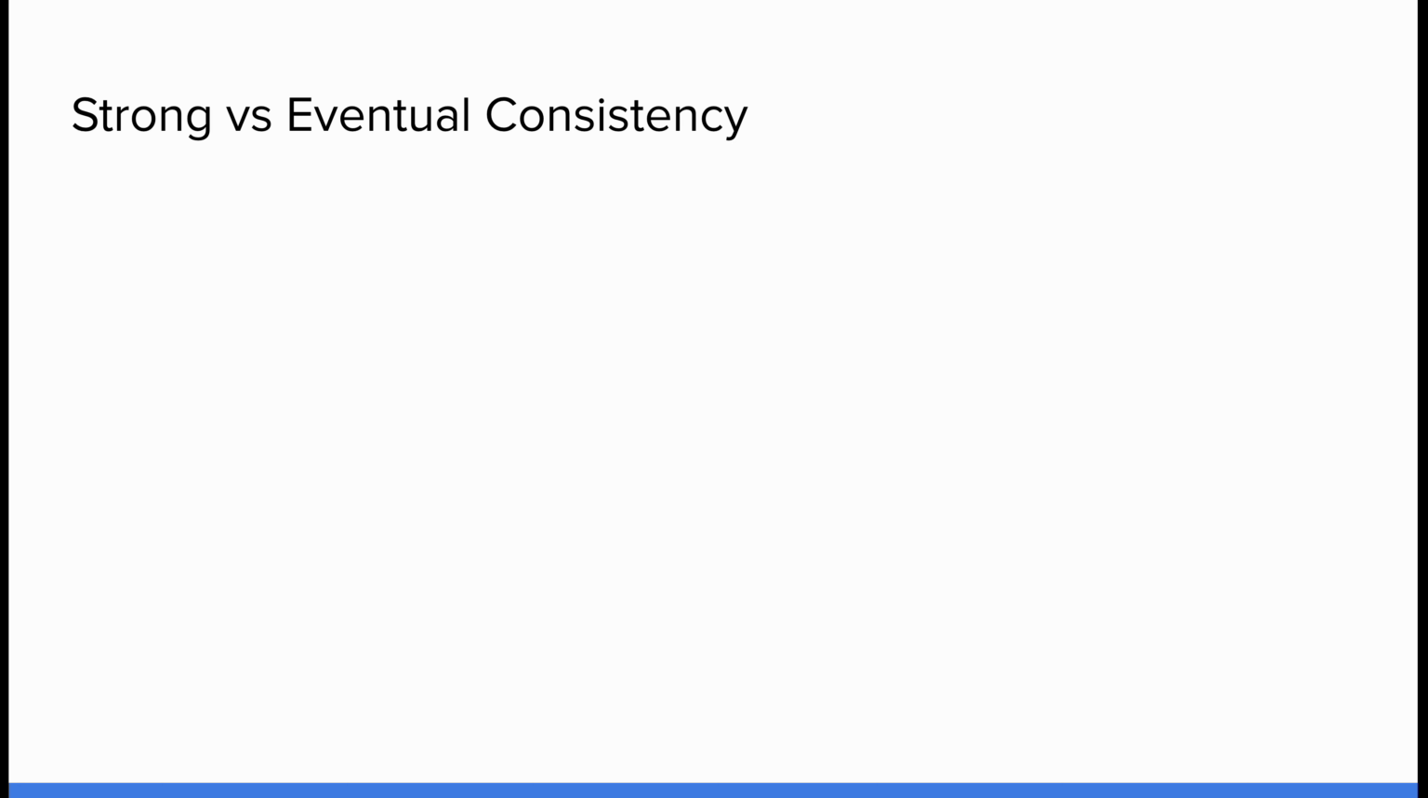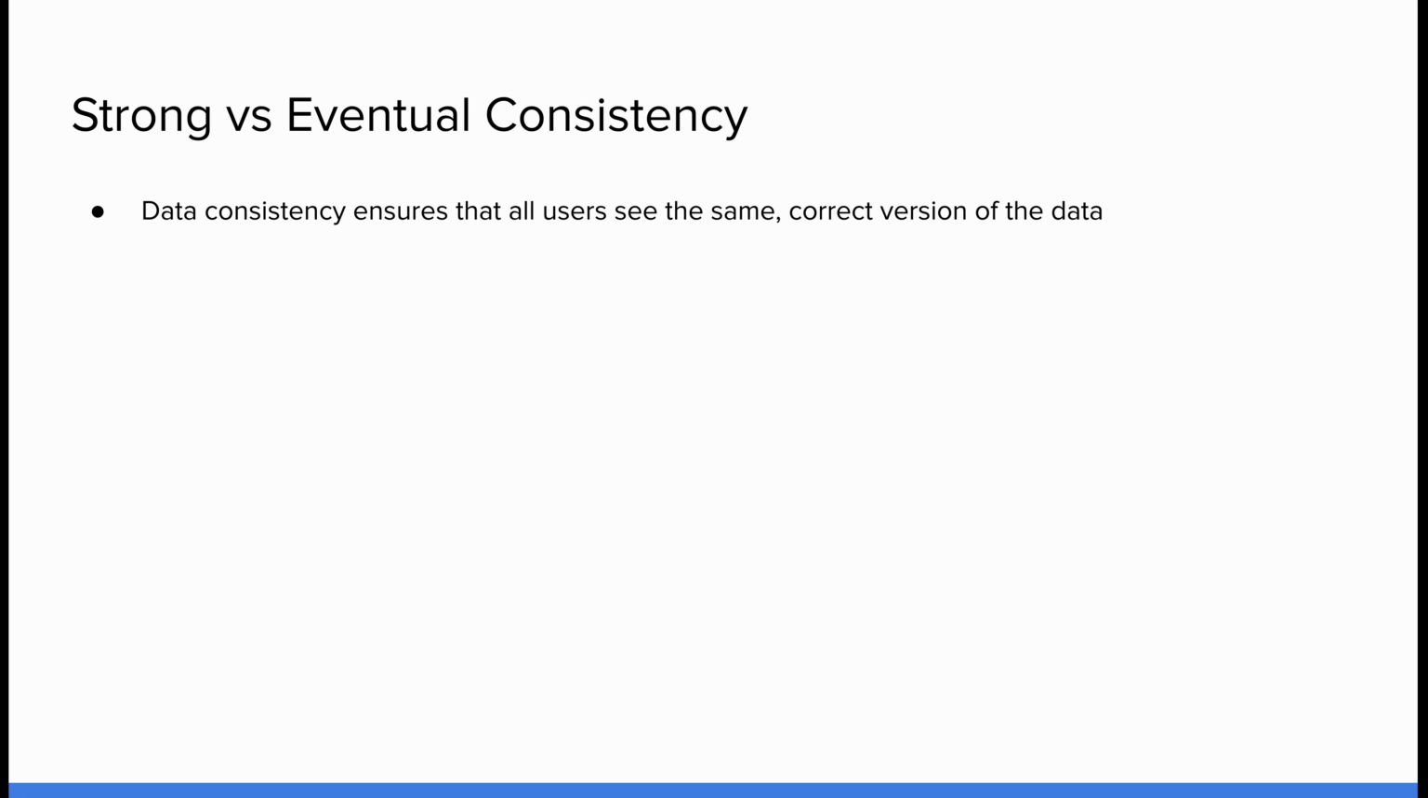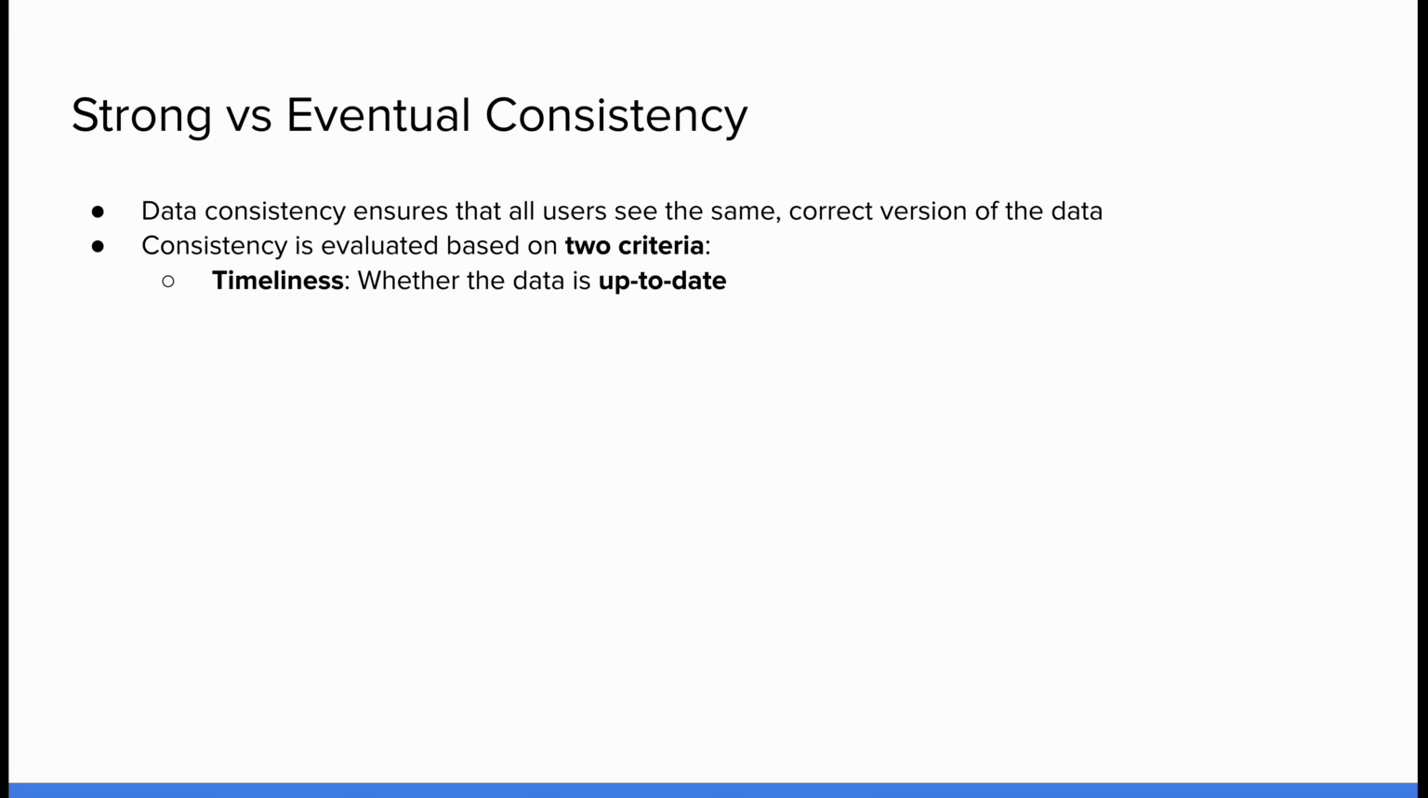Now that we understand ACID compliance in general, let's take a closer look at consistency itself, which is probably the most important of the criteria. And data consistency has basically two approaches: strong consistency and eventual consistency. In general, consistency refers to all users seeing the same correct version of the data. It is evaluated based on two criteria: timeliness, so whether the data is up to date, and order, whether the order of the data updates is preserved.